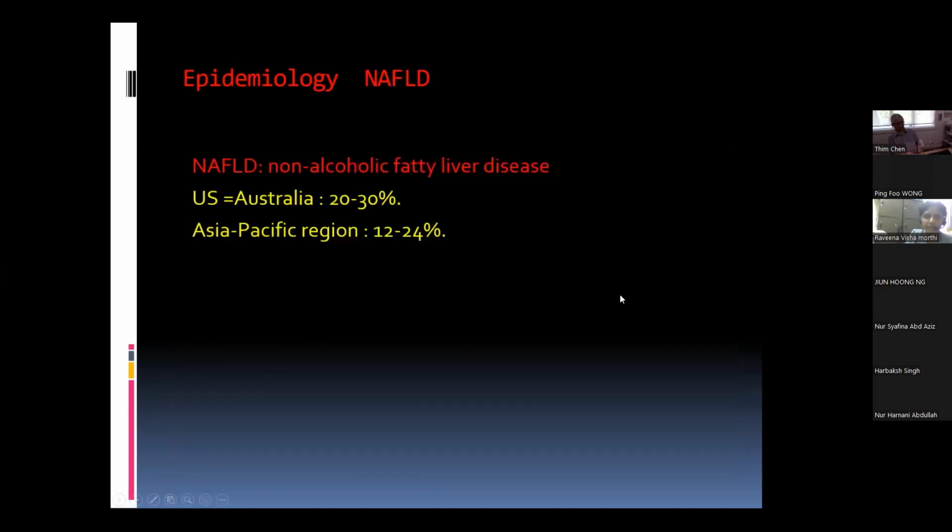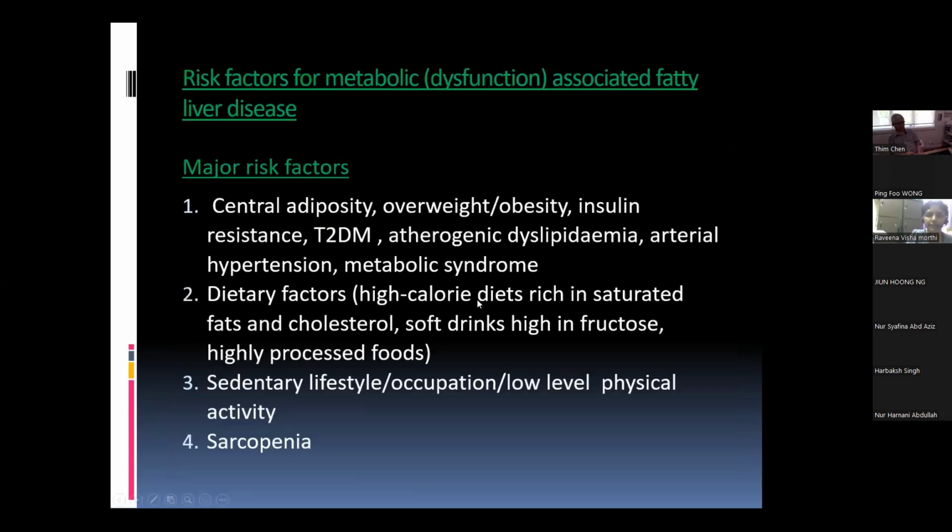And so this is the percentage in Australia, but this is a very old slide, about 10 years ago. It's probably gone up by now. So these are the risk factors which you can read about.